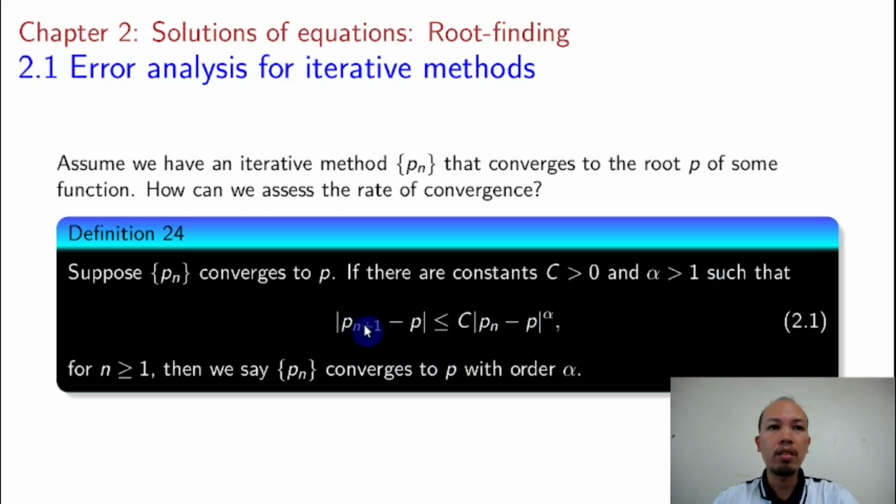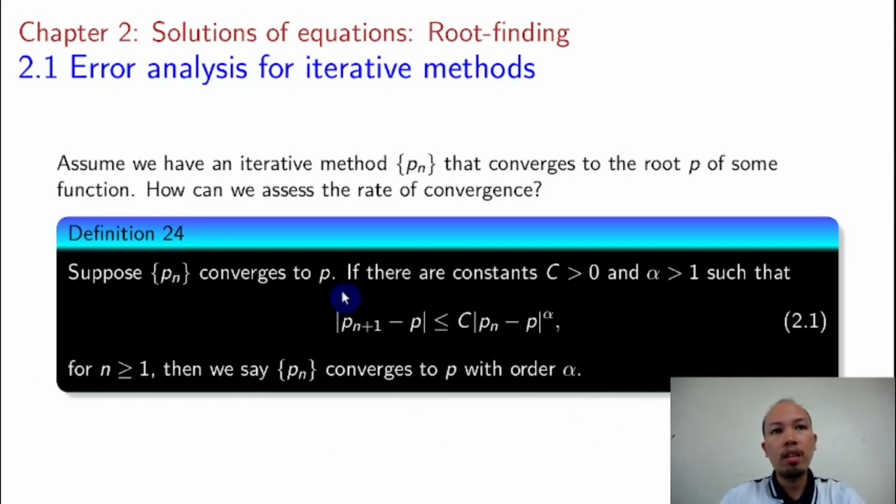inequality will hold: the absolute value, the distance between p sub n plus 1 minus p, is less than or equal to some constant c times the distance between p sub n minus p raised to the power of alpha, for n greater than or equal to 1. Then the sequence p sub n converges to p with order alpha.